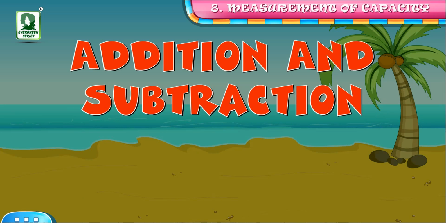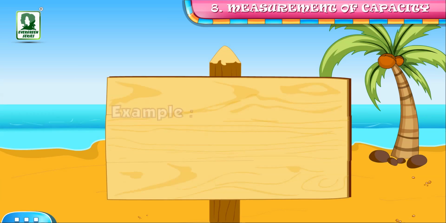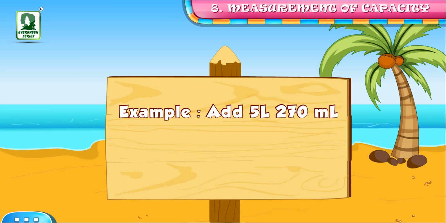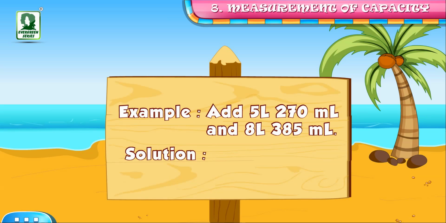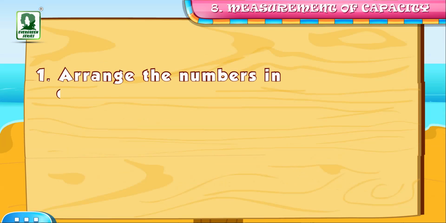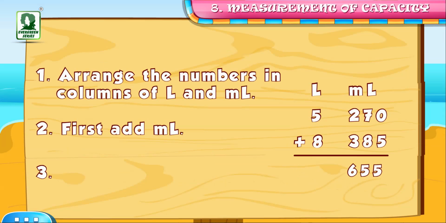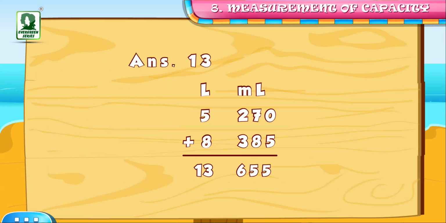Addition and subtraction of liters and milliliters. Example: add 5 liters 270 milliliters and 8 liters 385 milliliters. Solution. Method: Number 1, arrange the numbers in columns of liters and milliliters. Number 2, first add milliliters. Number 3, then add liters. Thus, the answer is 13 liters and 655 milliliters.